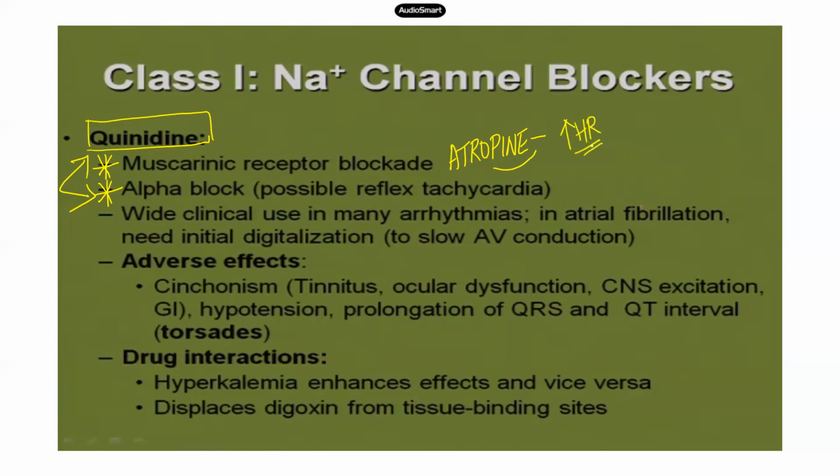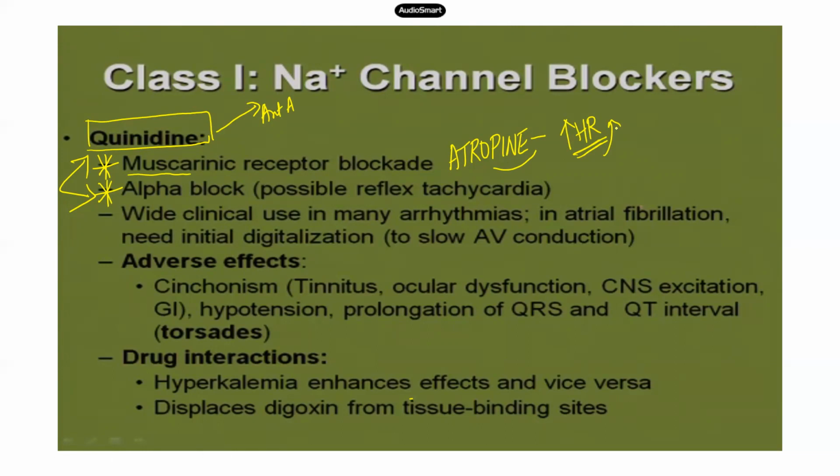So now we are talking about a drug, quinidine, which we are saying is a class 1 sodium channel blocker, basically an anti-arrhythmic, and we are saying that it also possesses the property of muscarinic receptor blockade, which has the potential to carry on or increase the heart rate.